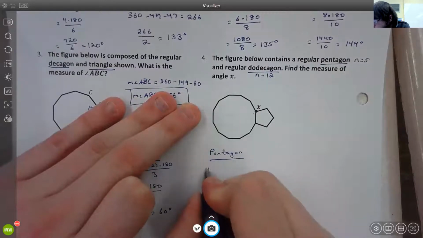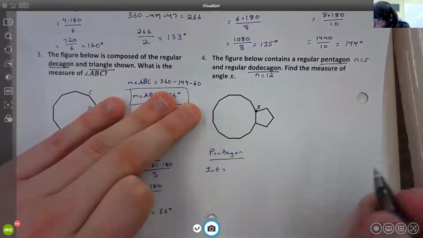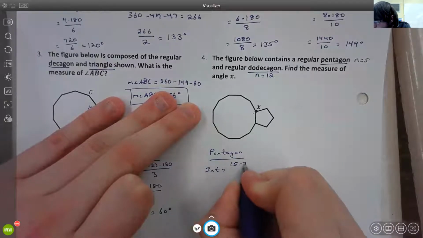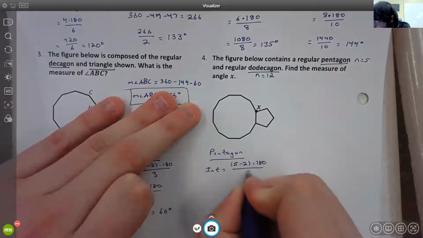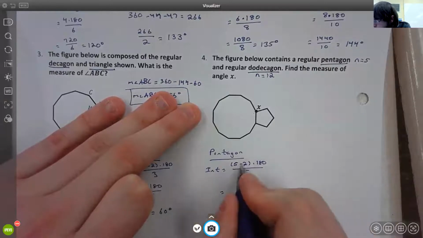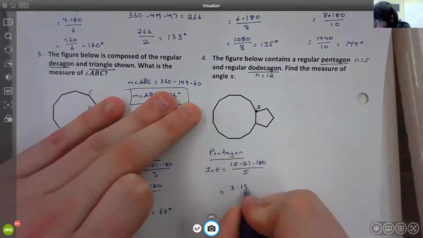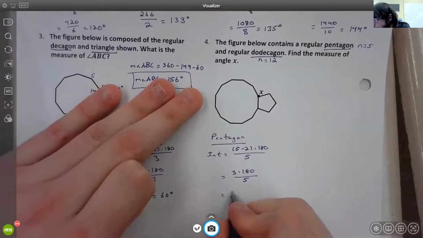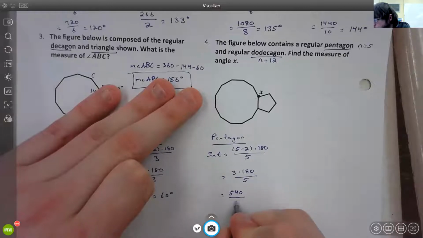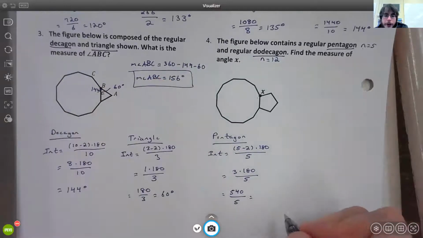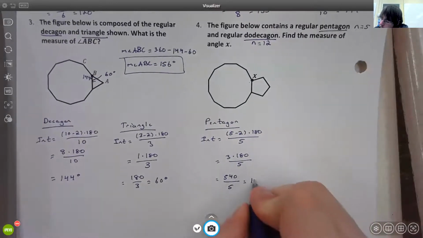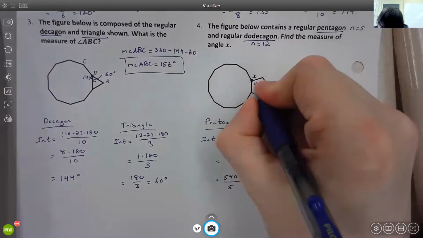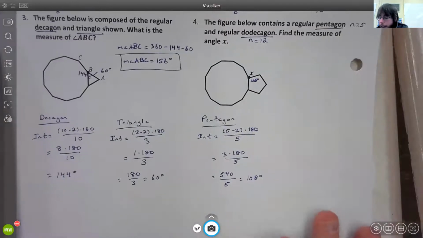So your interior angle is n minus 2 times 180 over n. So we get 5 minus 2 times 180 over 5. 5 minus 2 is 3. 3 times 180 is 540. Divided by 5. When you divide 540 by 5, you get 108. Now we need to find our interior angle for the dodecagon.